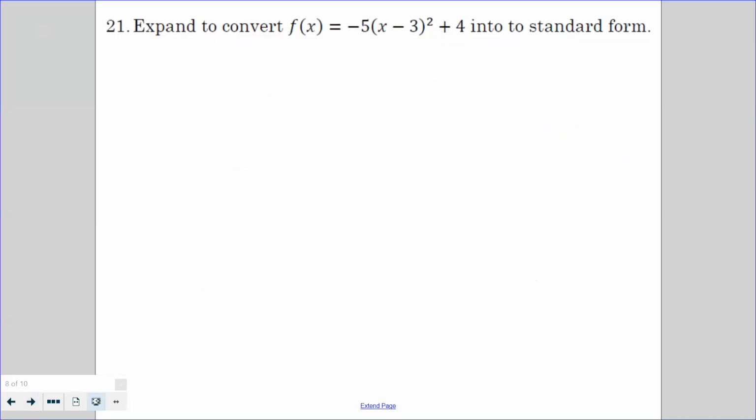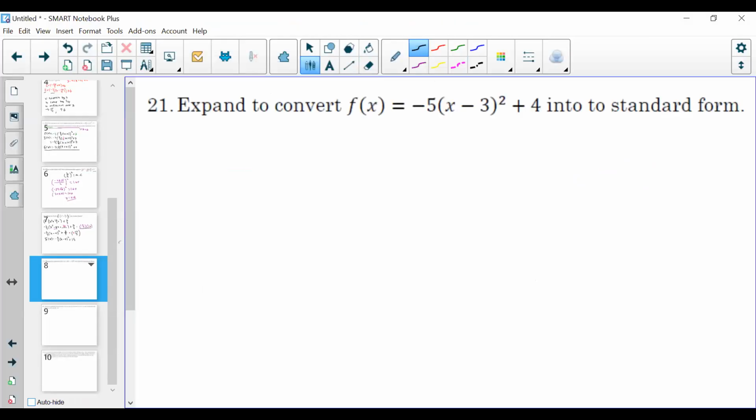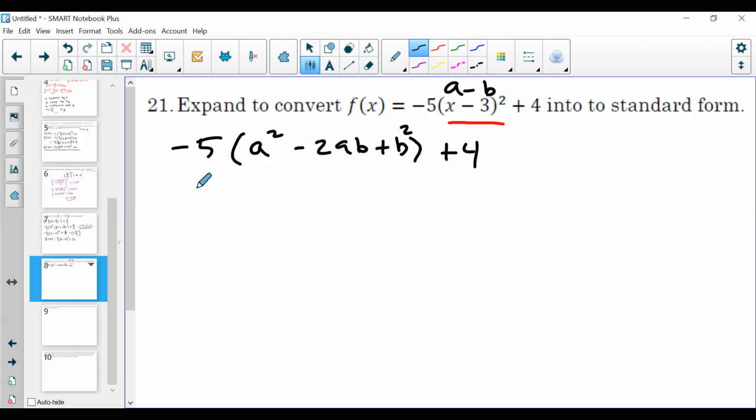All right. So 21, expand to convert this into standard form. So to expand it to put into standard form, all I'm going to do is take this x minus 3 all squared and expand that out. So negative 5 times x minus 3 squared, that's a factoring pattern. So if this is a minus b, it's going to FOIL out to a squared minus 2ab plus b squared, all plus that 4. So you plug that in, what you end up getting is x squared minus 6x plus 9, all plus 4.